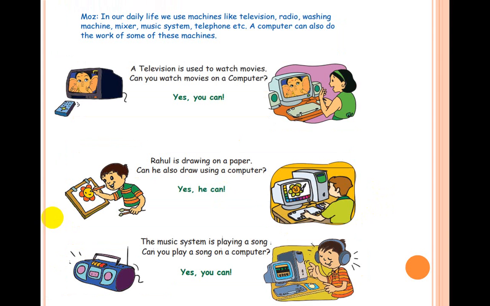Now let's see an example. In our daily life we use machines like television, radio, washing machine, mixer, music system, telephone, etc. A computer can also do the work of some of these machines. A television is used to watch movies. Can you watch movies on a computer? Yes, you can watch movies on your computer.